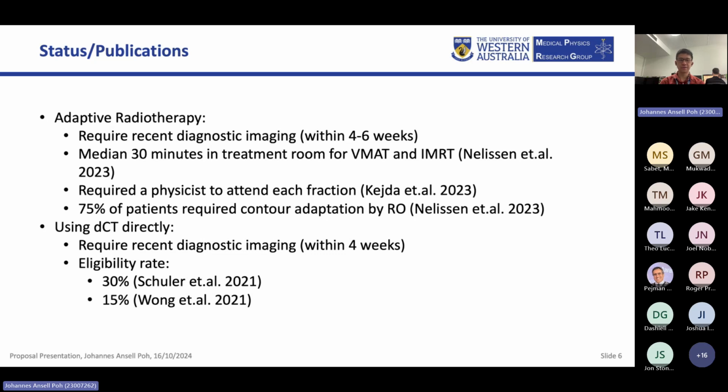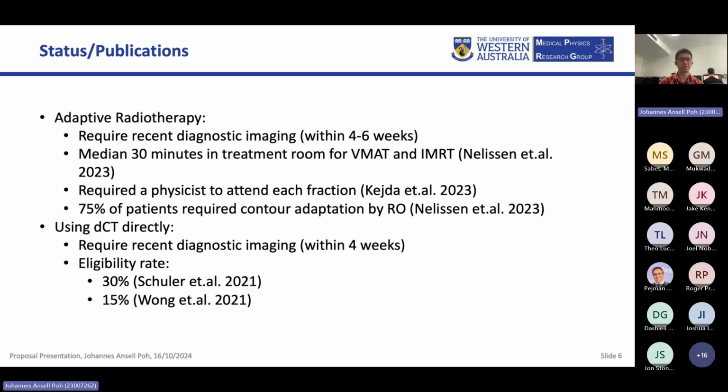The main disadvantage of this is increased treatment time, because the patient needs to wait for the plan to be adapted to the session CBCT. Another disadvantage is that this can increase the workload in the department. For example, some of the studies require a physicist to attend each fraction, and other studies found that most patients require contour adaptation by the radiation oncologist, which needs to be done immediately after the CBCT if we want the treatment time to still be acceptable for the patients.